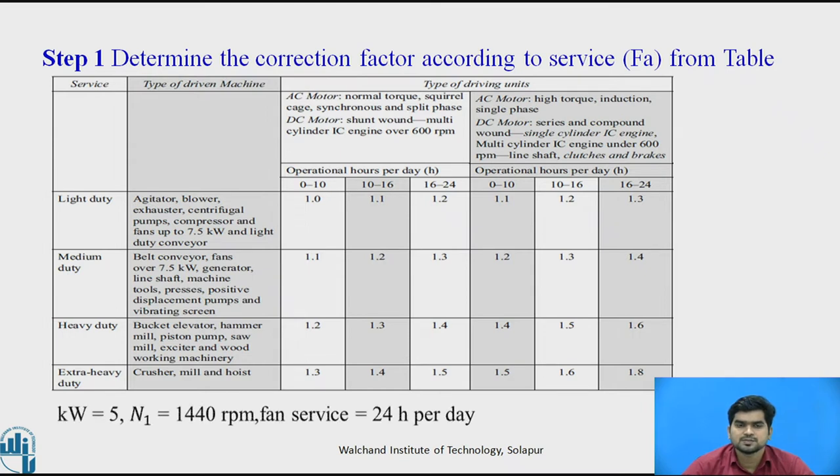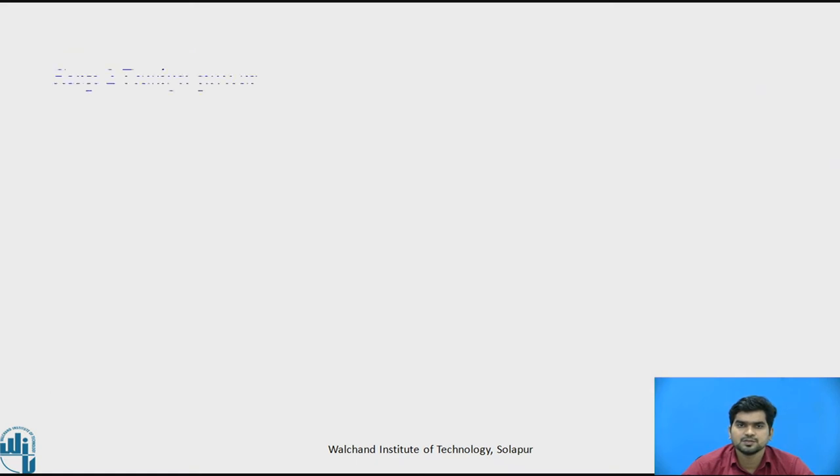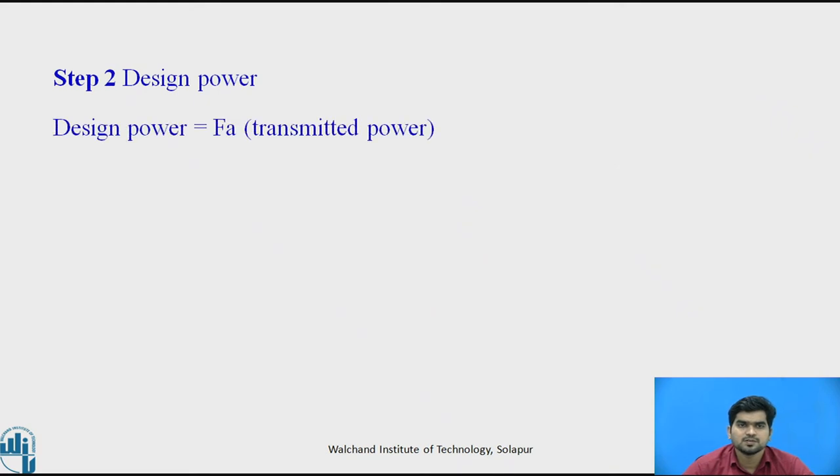As given, the power is 15 kilowatt, the speed of the input shaft is 1440 rpm, that is the faster pulley, and the fan service is 24 hours per day. According to this we have to find out the service factor FA. We have to run the centrifugal pump for 24 hours per day, so we have chosen the service factor as 1.3. The second step is to find out the design power. Design power is calculated using the equation: design power equals FA into transmitted power. FA is 1.3 and the transmitted power.